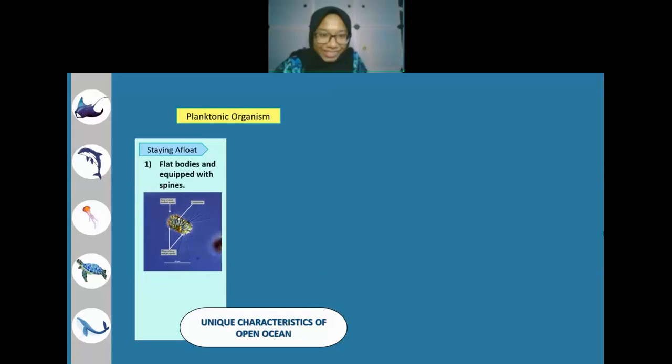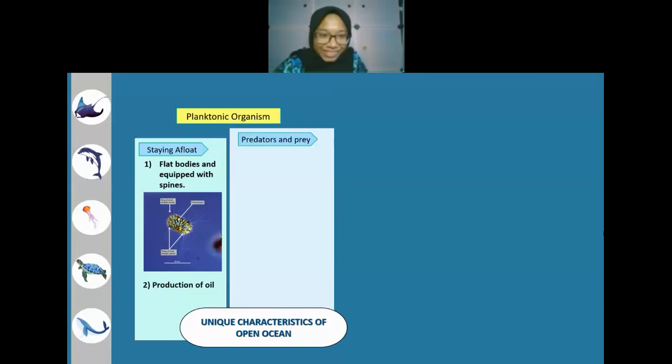Okay, so I'll be talking about the unique characteristics of the open ocean, also known as the adaptations. So first, the planktonic organisms. The first factor that they have to consider is how do they stay afloat. First, they have flat bodies and are equipped with spines. This allows some species to increase the surface area of their bodies and also minimize volume at the same time to resist sinking.